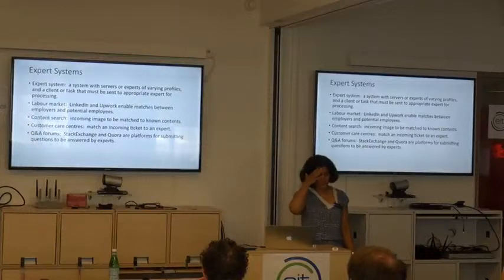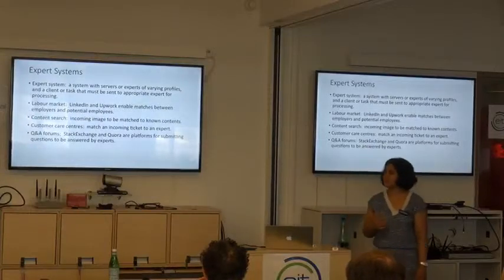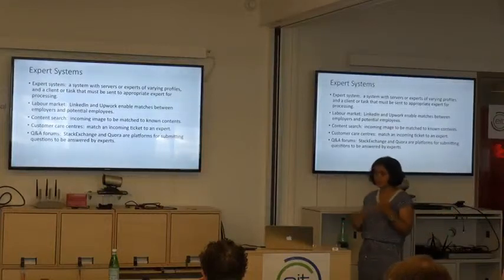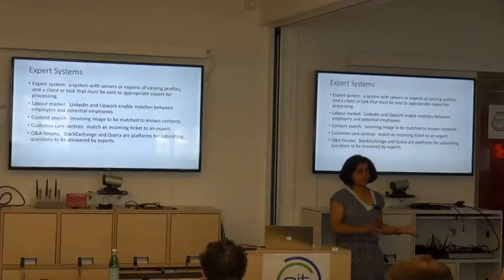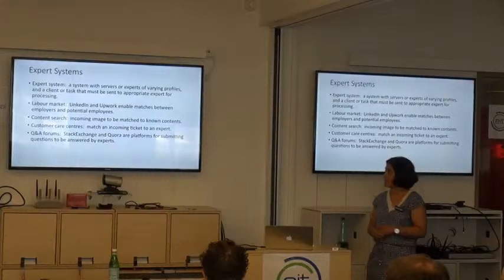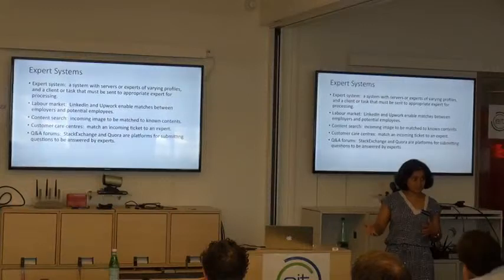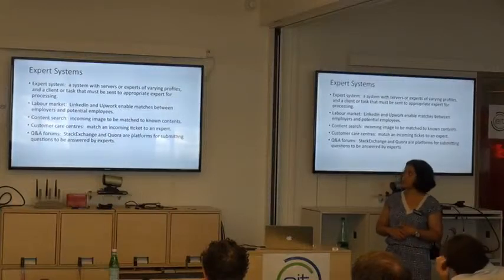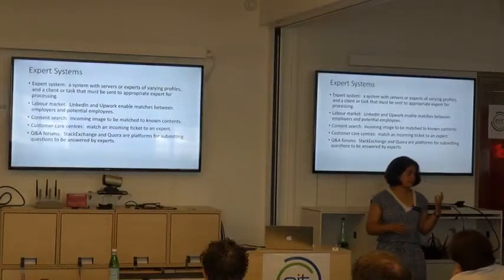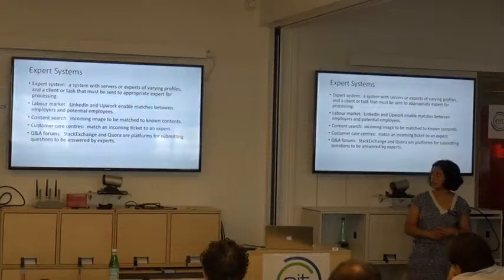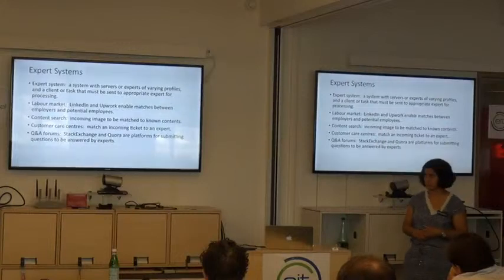So what are expert systems, first of all? Expert systems are basically systems where you have a set of servers or experts of varying profiles, so they're able to serve certain types of tasks better than others. And you have clients or tasks that come in that must be sent to the right expert for processing. Some examples: in the labor market, you have candidates looking for jobs and employers who have jobs available, and you need to match them in the right way. LinkedIn and Upwork are enabling these kinds of matchings more recently.